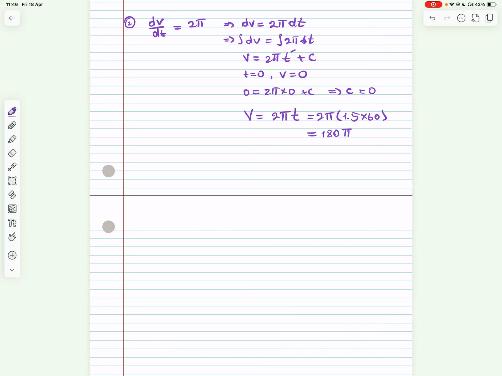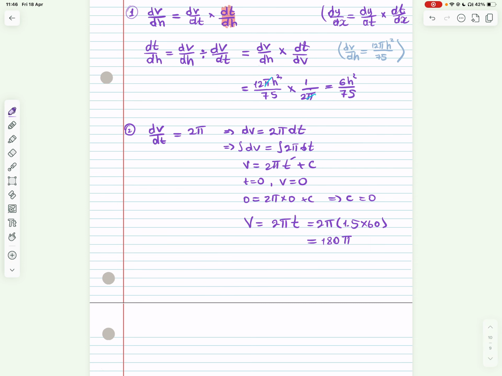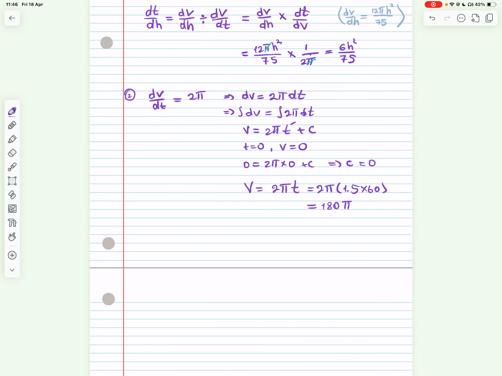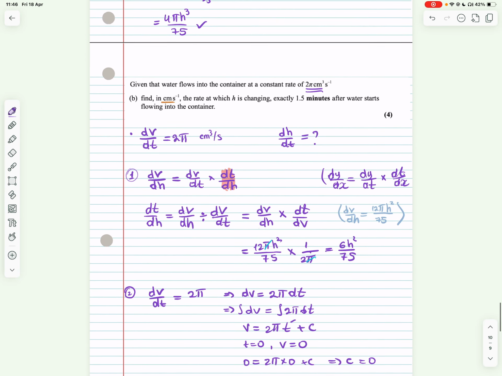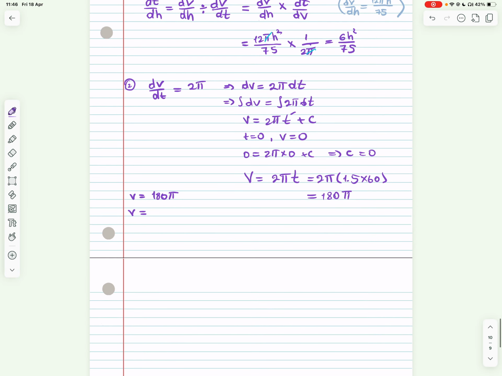Now, why am I doing this? If you remember, I told you I need to know the height. That's going to help me find the height. I found one formula for the volume as 180 pi. Another formula for the volume is given: 4 pi h cubed divided by 75. So I'm going to equate these to find h. If I solve this equation, I'm going to find h as 15. I solved this before, I know the answer, and I don't want to make the video super long.